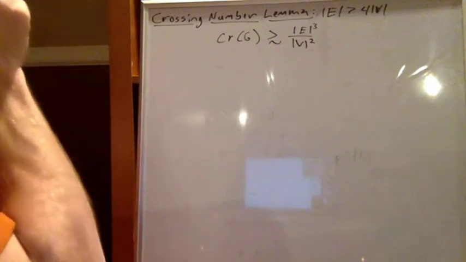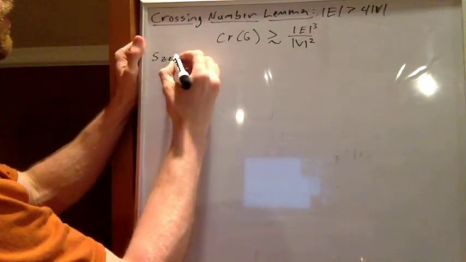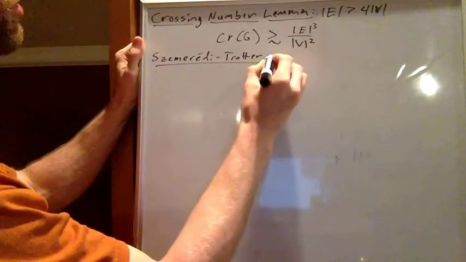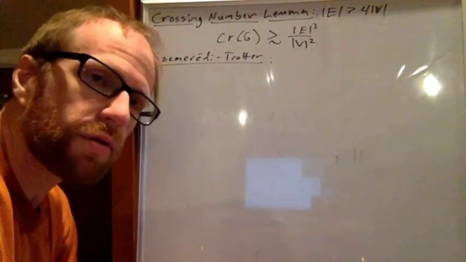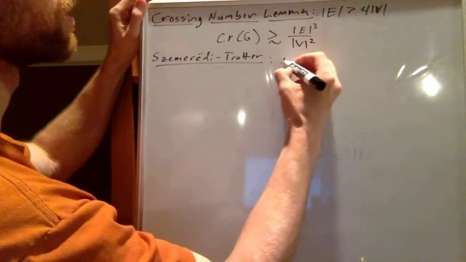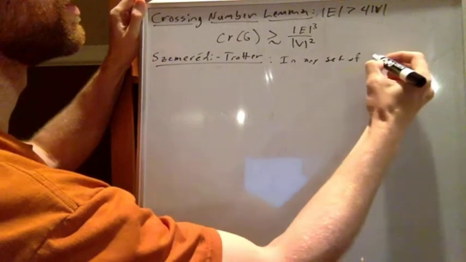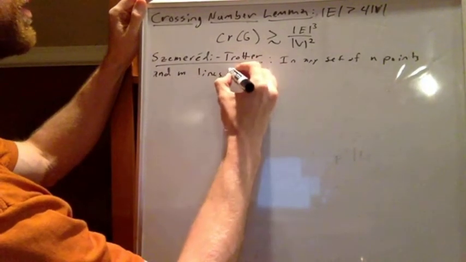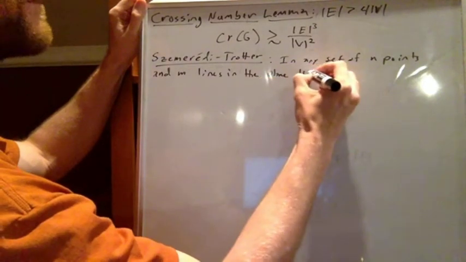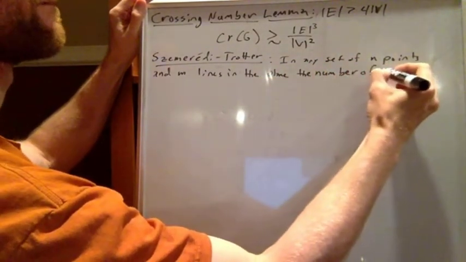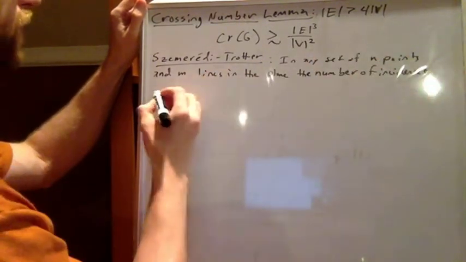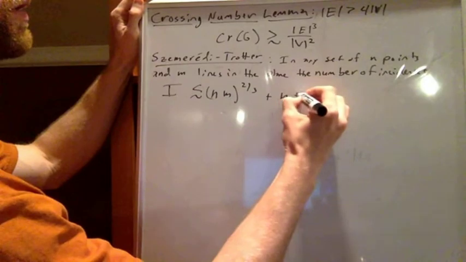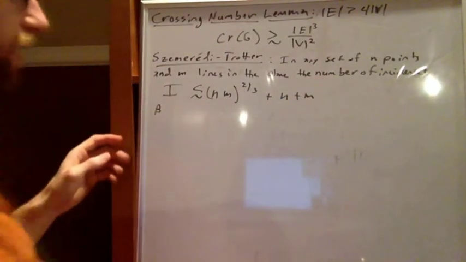So I want to apply this crossing number lemma to prove the following theorem, and this is Szemeredi-Trotter. And the name Trotter should be familiar because he's one of the co-authors of the book we use this semester. So Szemeredi-Trotter says, in any set of n points and m lines in the plane, the number of incidences, call that I, is bounded above by nm to the power 2/3 plus n plus m. So I'm going to prove that now, and I'm not going to give you their proof.